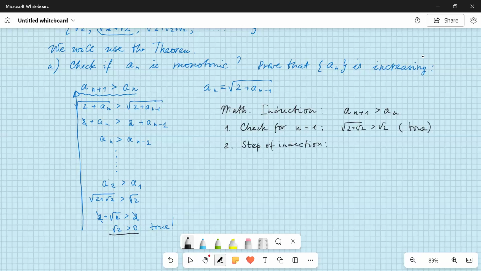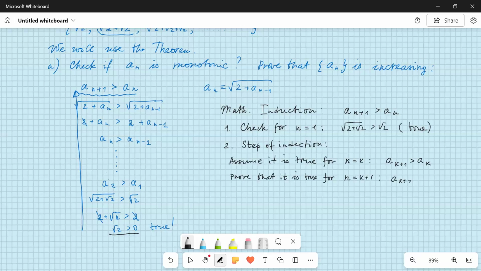What is the step of induction? The step of induction is: assume it is true for n equals k. So assume that it's true for some n equals k, so a_{k+1} is greater than a_k. Prove that it is true for n equals k plus 1. So we kind of move to the next step.